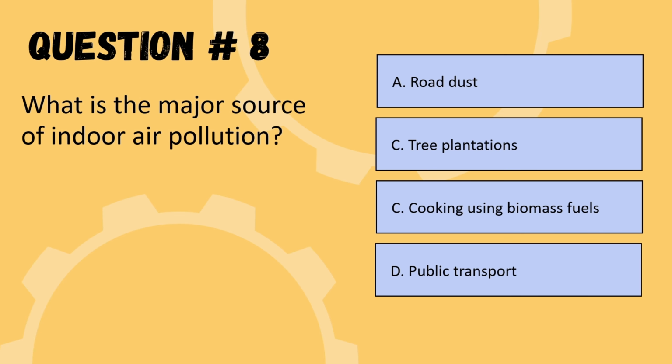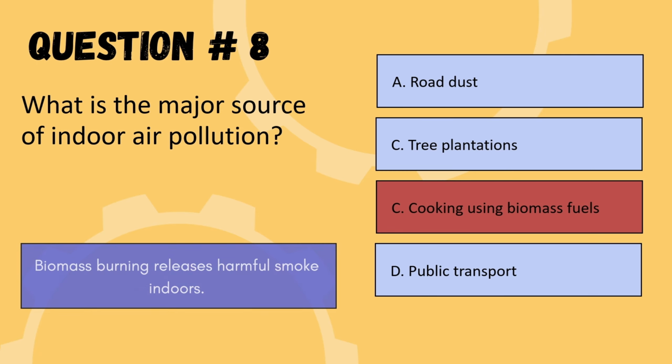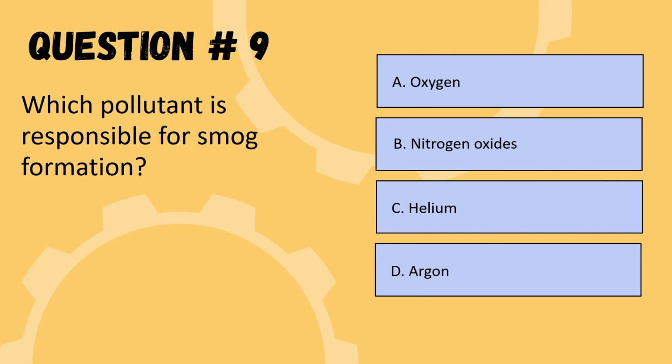Next question is, what is the major source of indoor air pollution? So the options are road dust, tree plantation, cooking using biomass fuel, or public transport. So the correct option is option number C, cooking using biomass fuels. So we are moving to the next question.